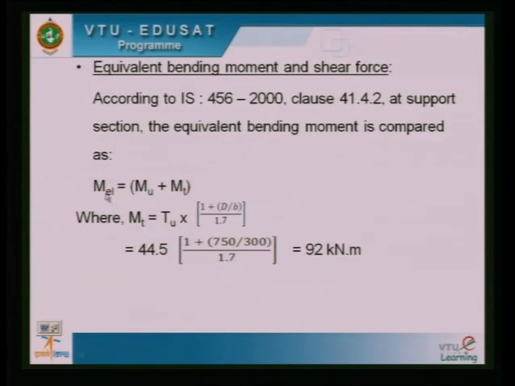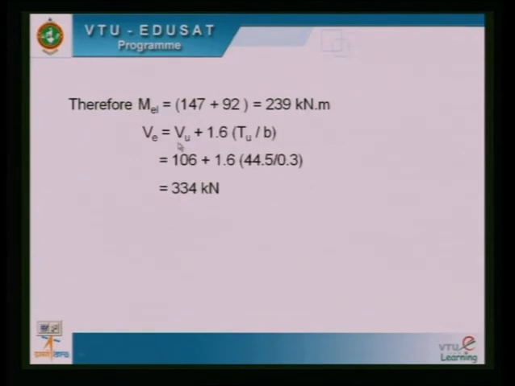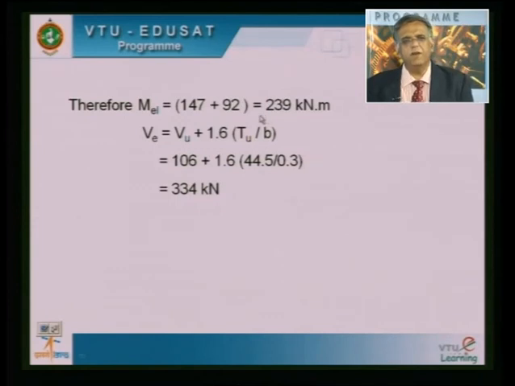So the equivalent bending moment is nothing but ME1 equal to MU plus MT. I have just now calculated the value of MT, and earlier I had calculated the value of MU. So now you get the equivalent bending moment ME1 as 239 kilonewton meter. This is the moment for which the support section has to be designed.